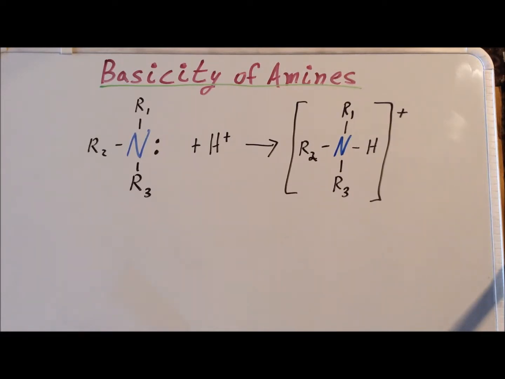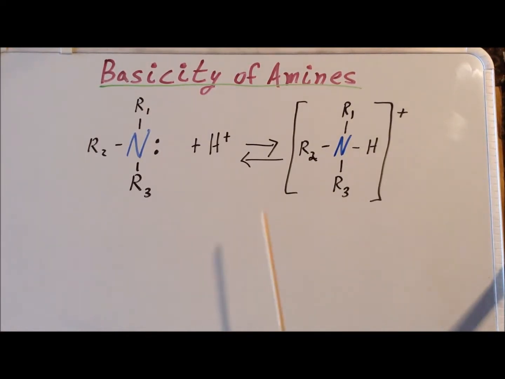Our standard for comparison for the basicity of amines is the case where R1, R2, and R3 are each hydrogen, so that we have ammonia. And we know that ammonia is a weak base, being that if it reacts with hydrogen, the equilibrium will not be completely on the right-hand side. And in fact, the equilibrium constant is somewhere around 1.8 times 10 to the minus 5.